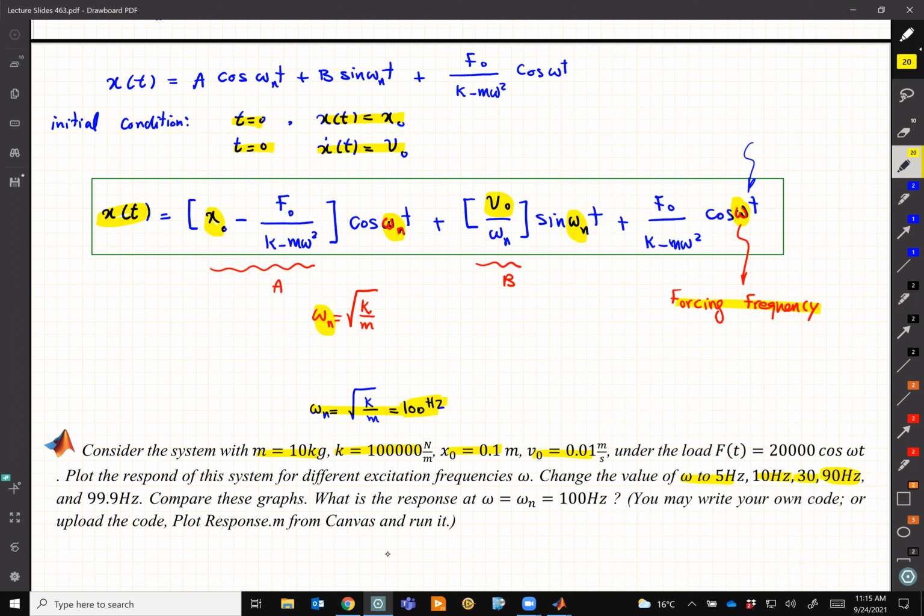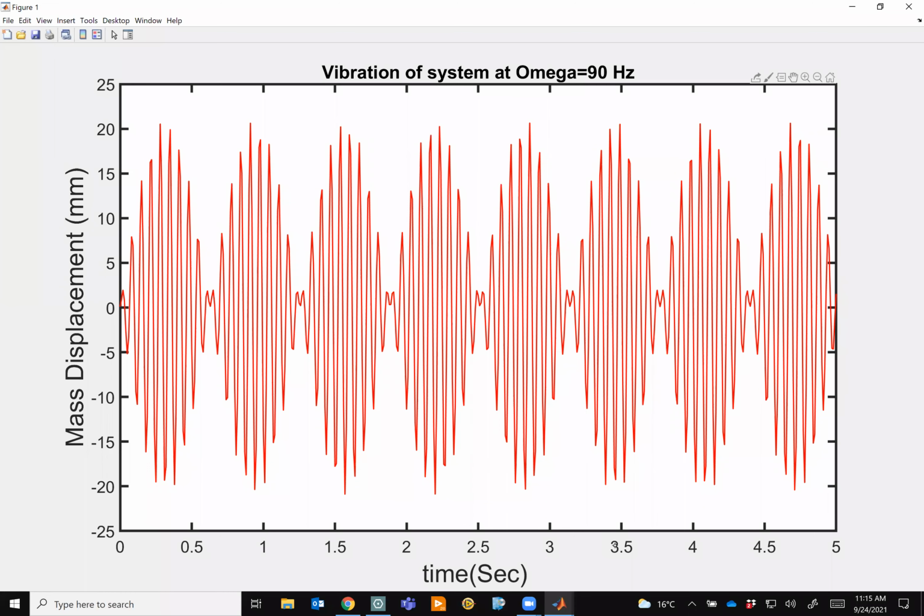I change omega from 5, then 10, 30. When I hit 90, I can see this phenomenon, which is interesting, right? Again, the amplitude of vibration goes up and then comes down. And it's not just for mechanical vibration.